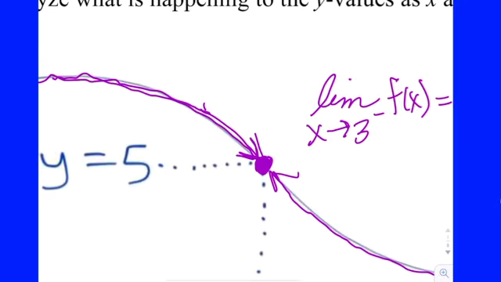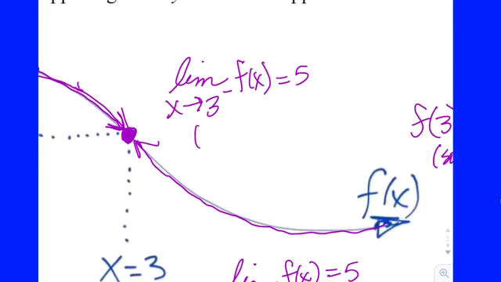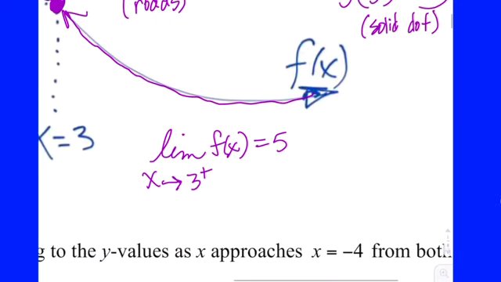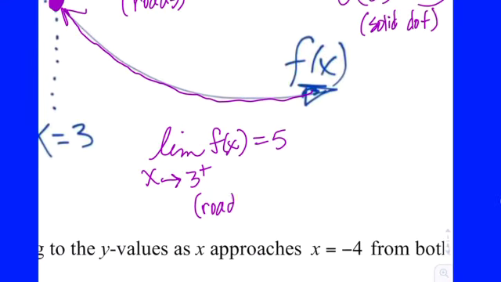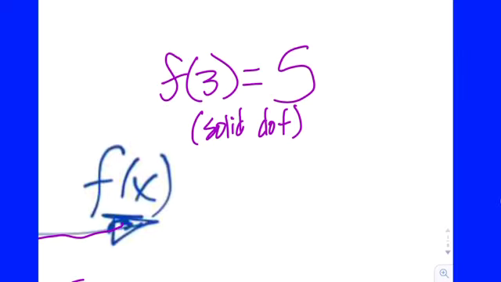Now remember, if we're looking like right here, we don't have to put solid dots. We just assume that the function is there. We only put solid dots to accentuate a point. All right, so the limits, you could think of these as the roads, right? The roads coming in, the roads going out. But the solid dot is the function value, okay?